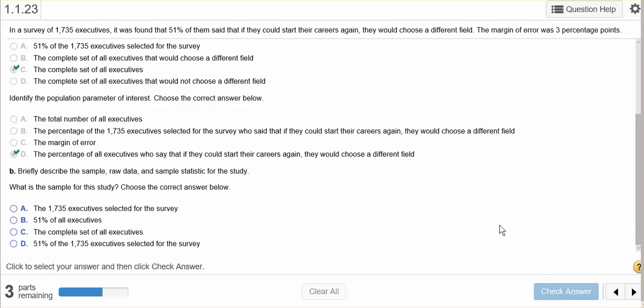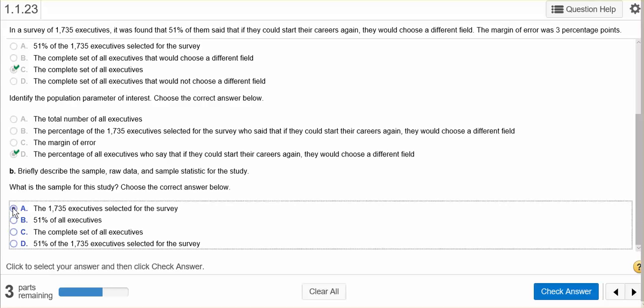All right, and moving on, briefly describe the sample, the raw data, and the sample statistics for the study. So what is the sample? The sample is the subset that we're looking at. So that would be the 1,735 executives that we went out and surveyed. So that is our sample.